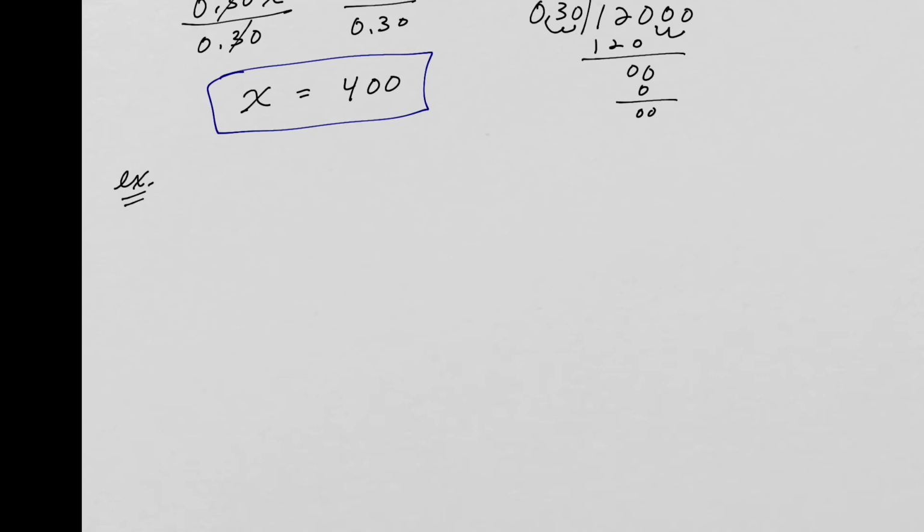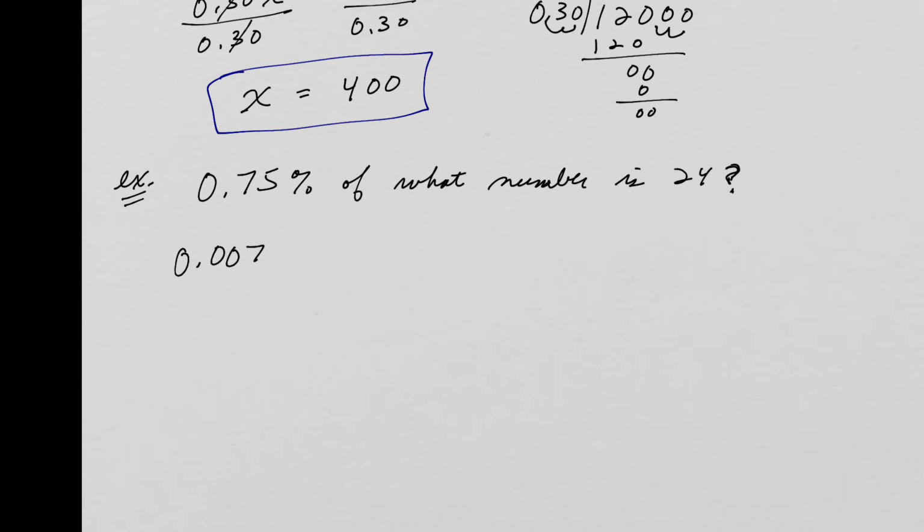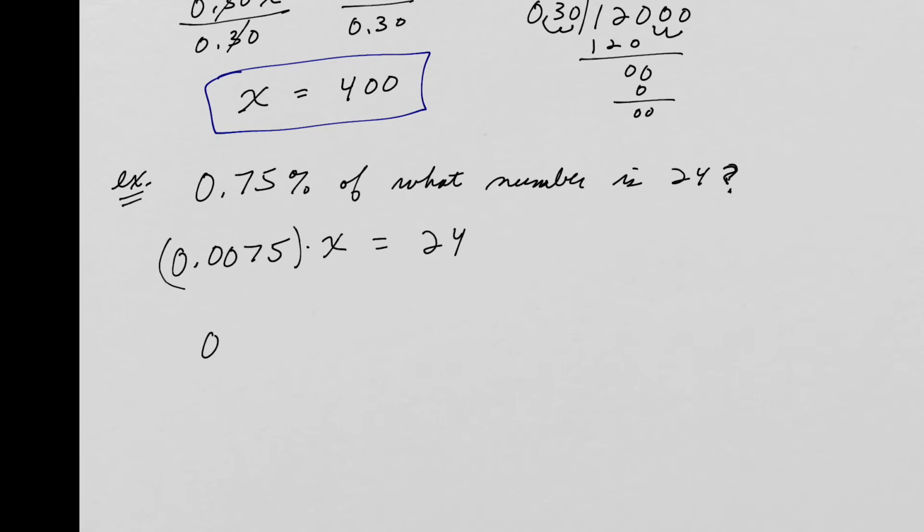Okay, here's another one. 0.75%. So it's a very small percentage, right? Of what number is 24? So again, I'm going to translate, right? I'm going to write my percentage as a decimal. So I have to move that decimal point 2 places to the left. So this is actually going to become 0.0075. Of means multiplication. What number we'll call x or y or whatever we want, let's say x in this case, equals 24.